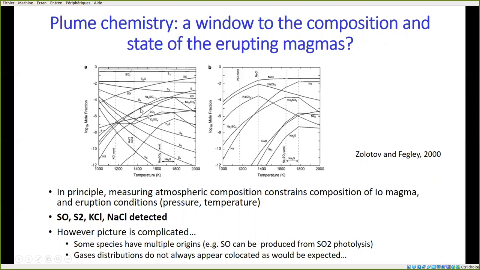Remarkably, a few of the species that have been predicted have been detected in addition to SO2. These are SO, S2, and salts, KCl and NaCl. However, we are not yet quite able to exploit this because there are several complications. For example, some species like SO are not purely volcanic. They can also be produced from the secondary photolysis of SO2. A further complication is that, rather surprisingly, the distributions of the gases that are thought to be volcanic in origin do not always appear collocated.